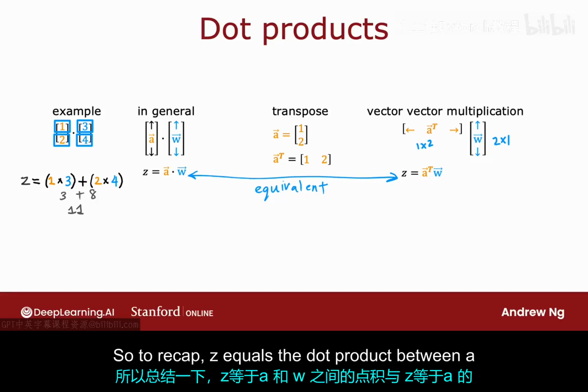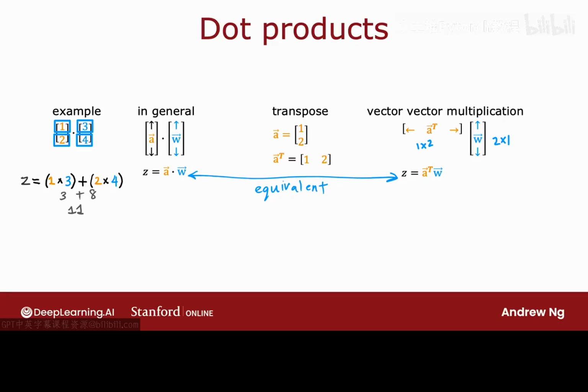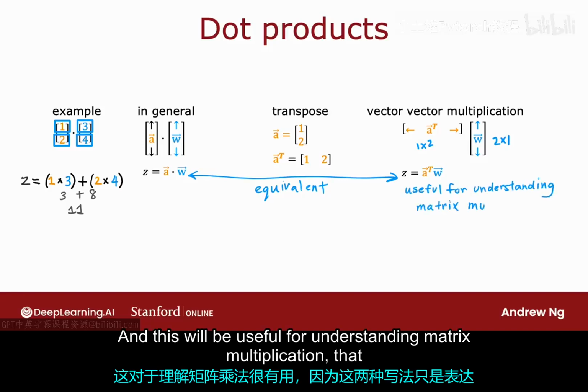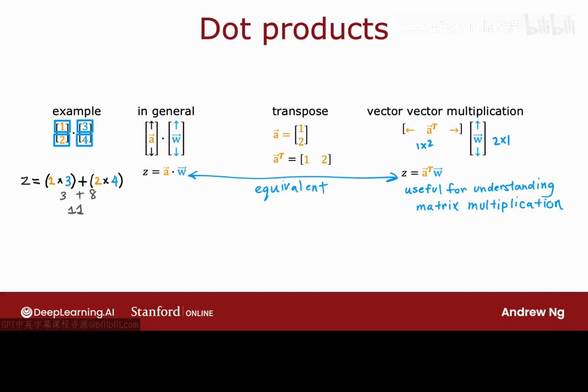So to recap, z equals the dot product between a and w is the same as z equals a transpose, that's this a laid on the side, multiplied by w. And this will be useful for understanding matrix multiplication, that these are just two ways of writing the exact same computation to arrive at z.